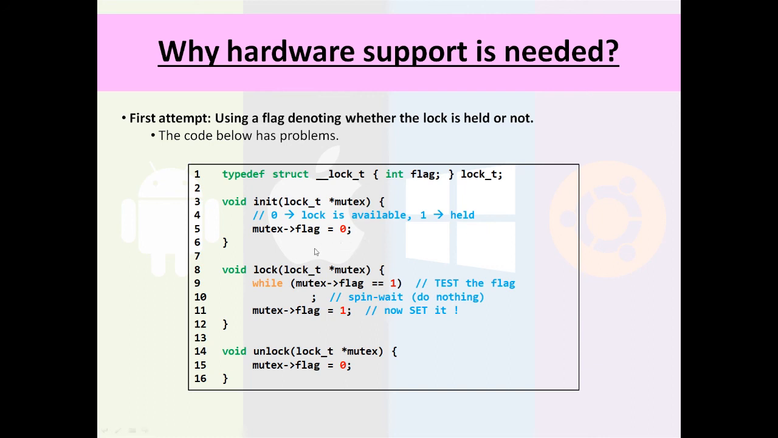So here we say we're going to initialize some lock, and this lock is going to be defined by the structure up here, which basically says that you have a single integer flag that we can work with. So then in our initialization we say mutex flag is equal to 0, indicating that the lock is available, which makes sense, right? When you create the lock, no one's acquired it yet because you've just created it. So therefore it should be equal to 0.